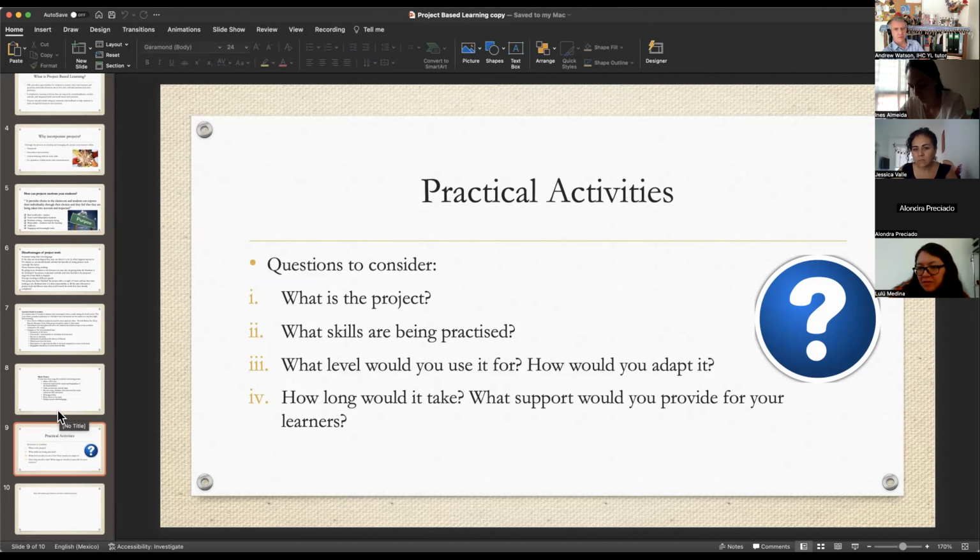Of course, with a higher level, you can do more deep research or something. And the last one, Jessie. Yes, how long will it take and what support would you provide for your learners? Okay, I think it could take one or two lessons to prepare it, and we can provide them some material.